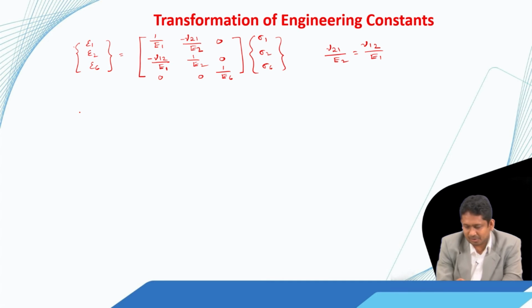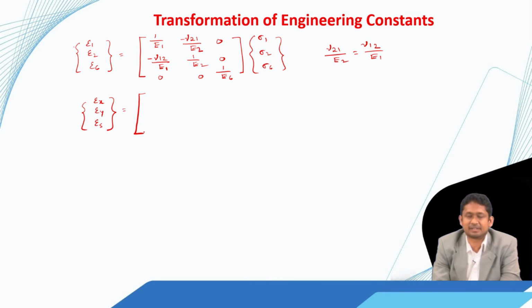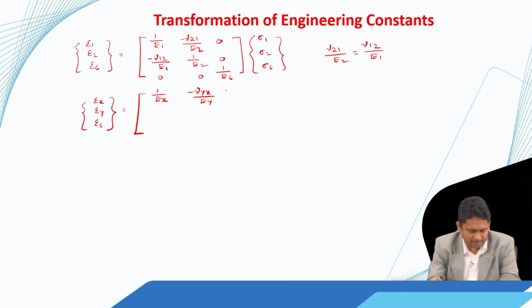Now, in an analogous way, we can write strains in the xy system as this. We can write this matrix with similar engineering constants, but in the xy system. So, we have 1 by Ex, minus nu yx by Ey, and then we have eta sx by Es.